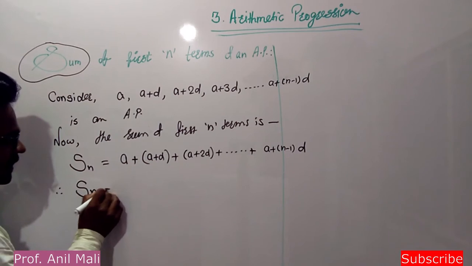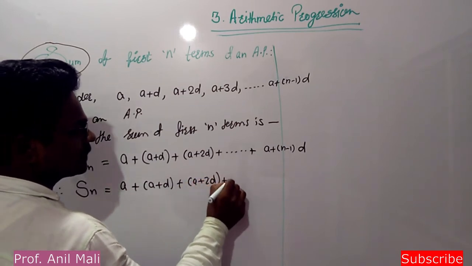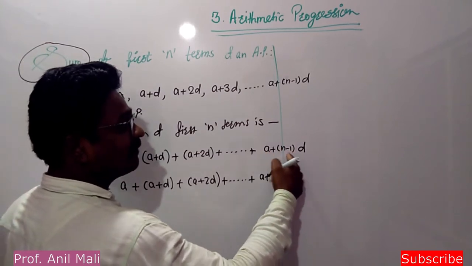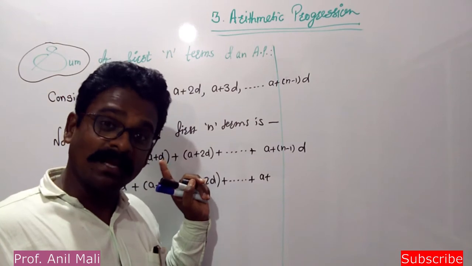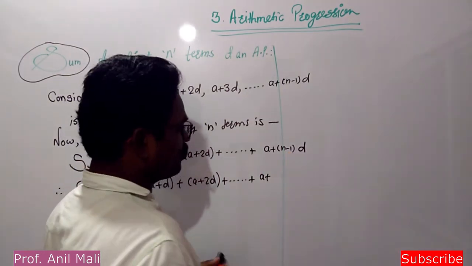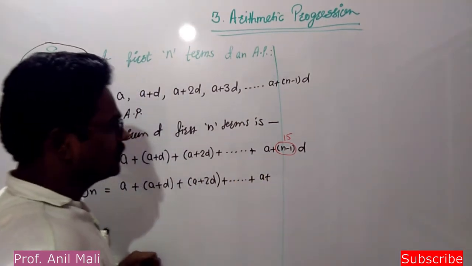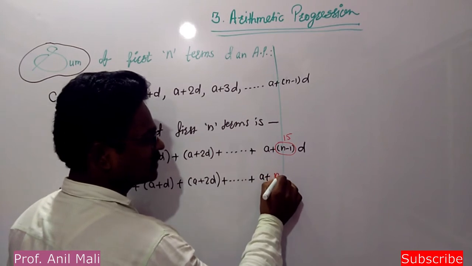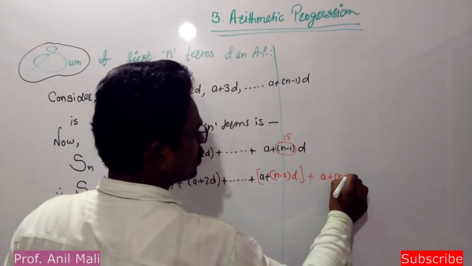Therefore we can write Sn is equal to A plus A plus D plus A plus 2D, and so on, plus A plus n minus 2 into D, plus the last term A plus n minus 1 into D. Suppose A plus 15D is there, the previous term will be A plus 14D, correct? That means we subtract 1 from n minus 1, so the previous term of A plus n minus 1 D is A plus n minus 2 into D.